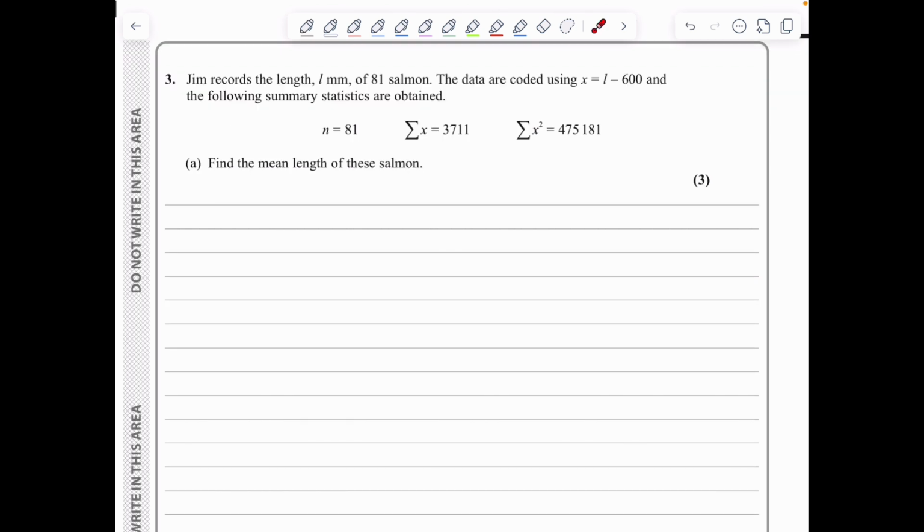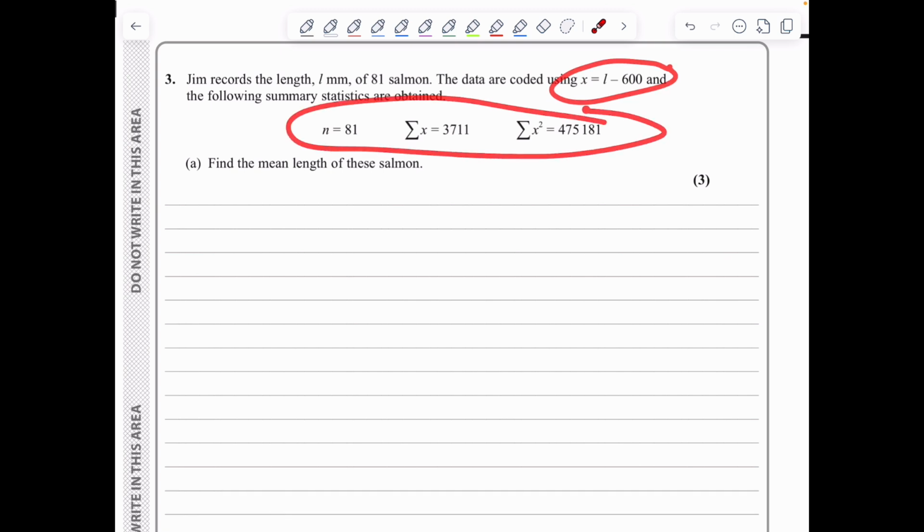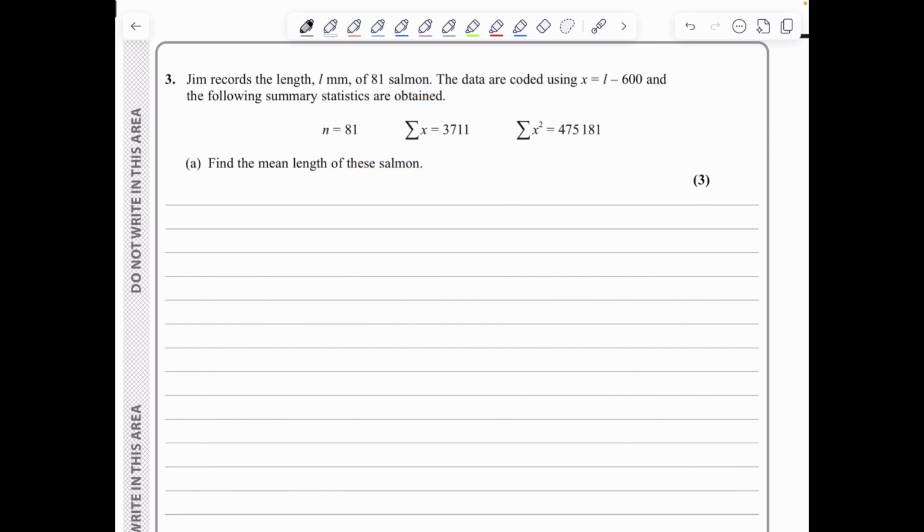In question 3, Jim has recorded the length L millimeters of 81 salmon. The data has been coded using x is L minus 600. We've got the following summary statistics provided to us, and we need to find the mean length of these salmon. Well, I will start by finding the coded mean. So x bar is sigma x over n.